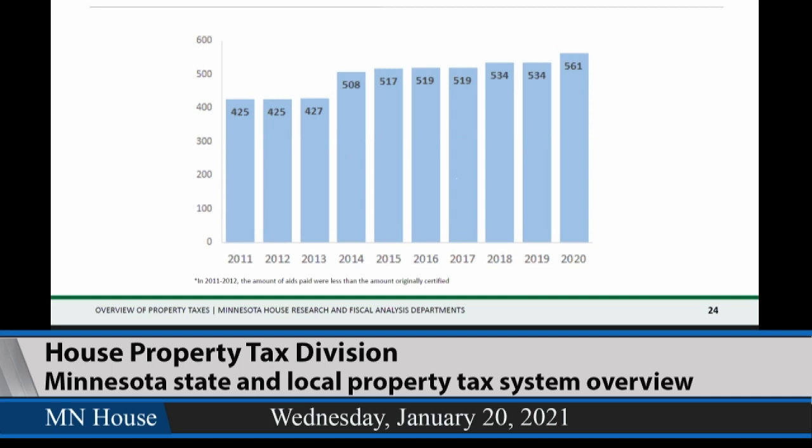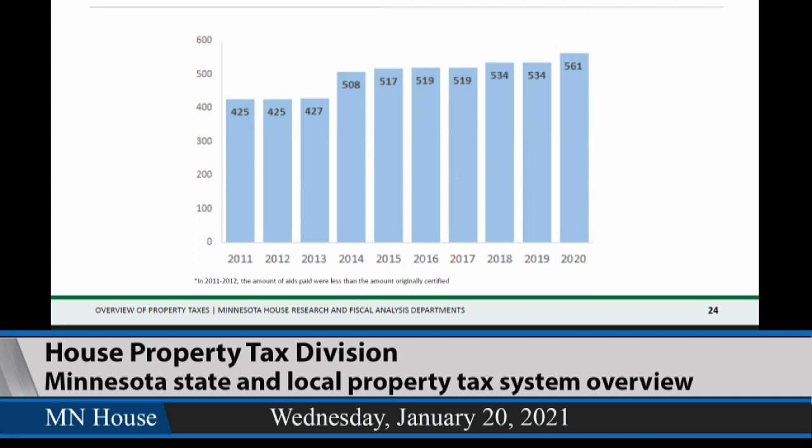Madam Chair, members, Jared Swanson with House Research. As Ms. Schill said, we're going to take a little bit closer look at some of those property tax relief programs that she just mentioned on the last 2 slides, starting with local government aid, or LGA. So LGA is a general purpose aid that's available to cities. It's been in place since about the late 60s.